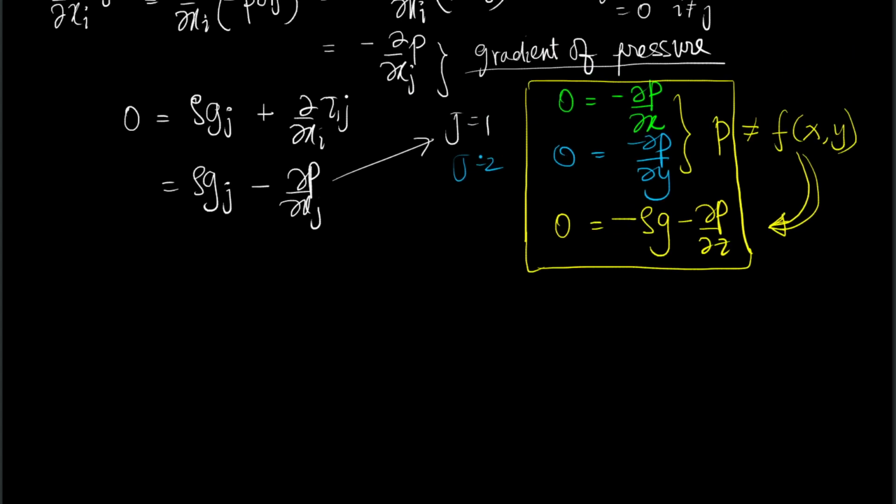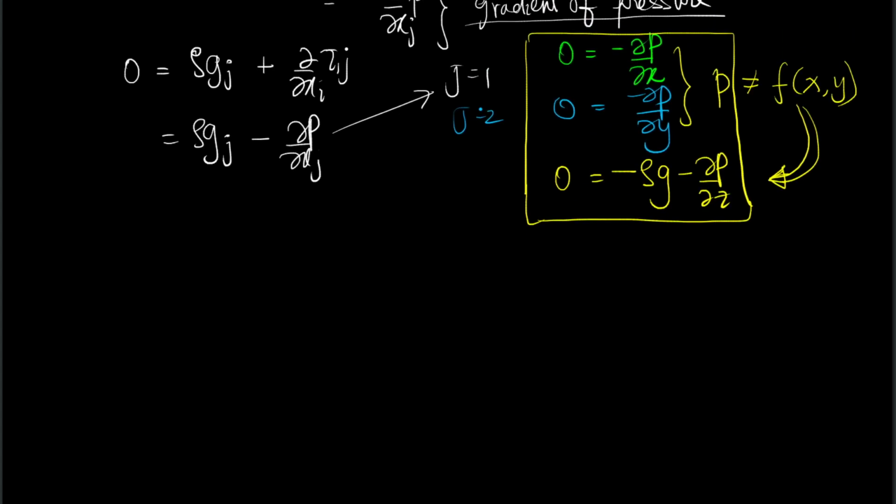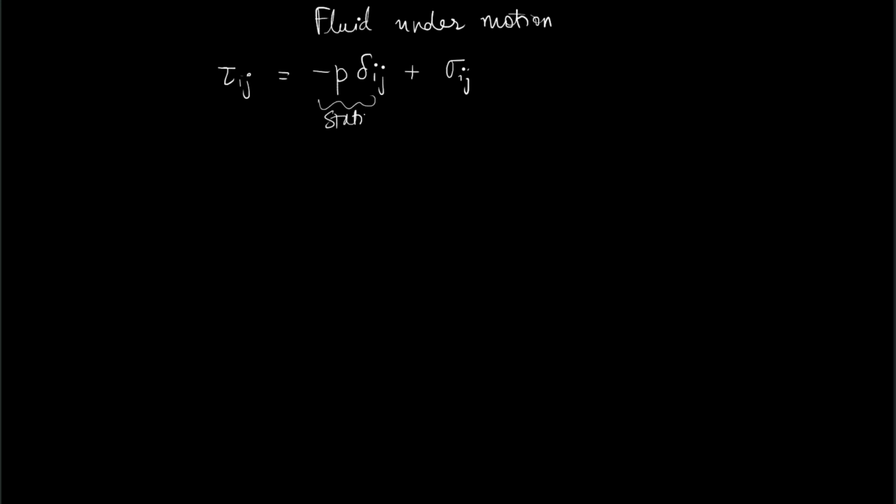So now that we have analyzed a fluid at rest, let us proceed to analyze a fluid under motion. The stress for a fluid under motion can be represented as this. The minus P delta ij still remains from the static part, and an additional sigma ij. So this particular component is called the static component. This component is called the deviatoric component. So this is the deviatoric stress.